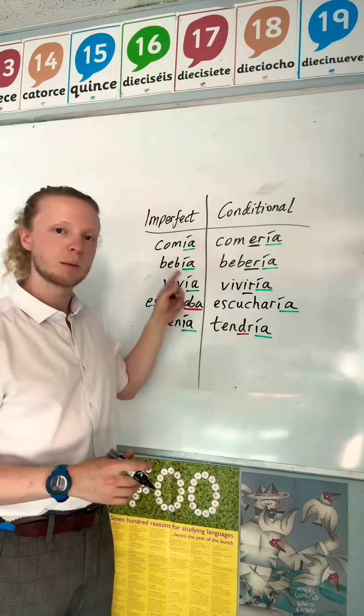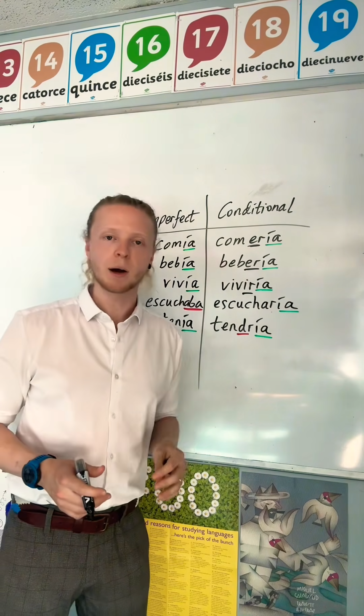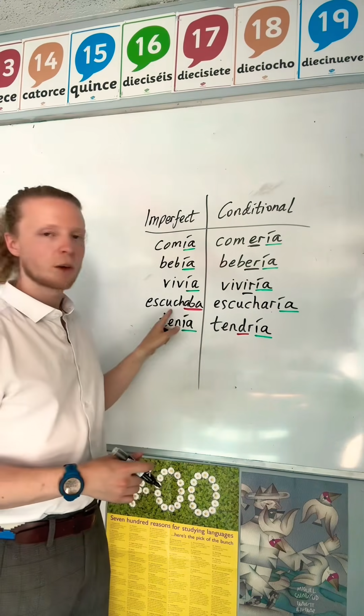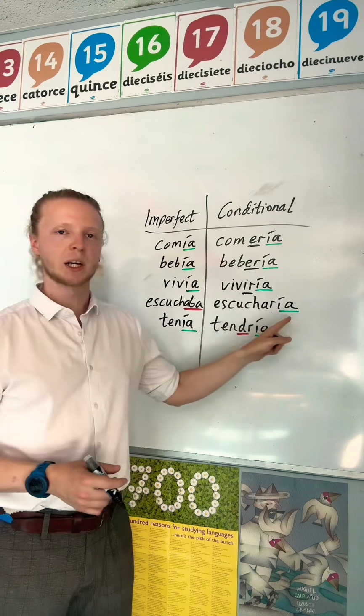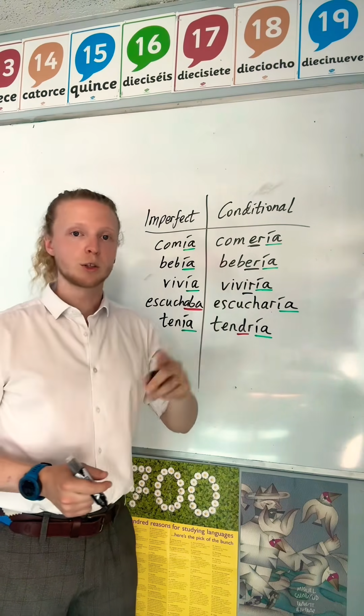And of course, in the imperfect tense, AR verbs use the aba endings. Aba, abas, aba, abamos, abais, aban. So things like escuchaba and escucharía, those you're not really going to get confused. It's the ER and the IRs you've got to watch out for.